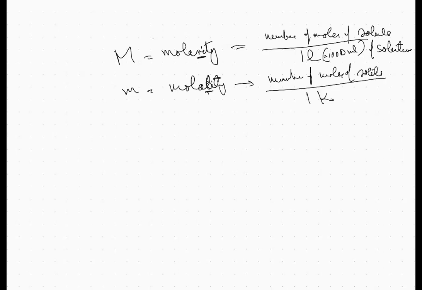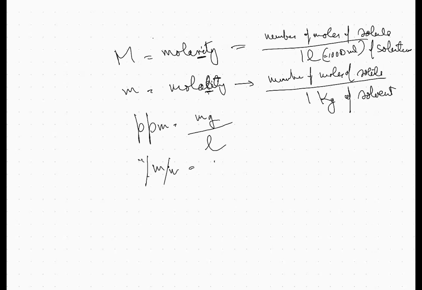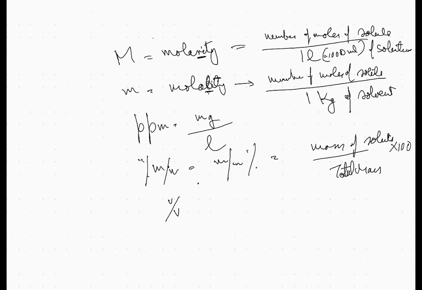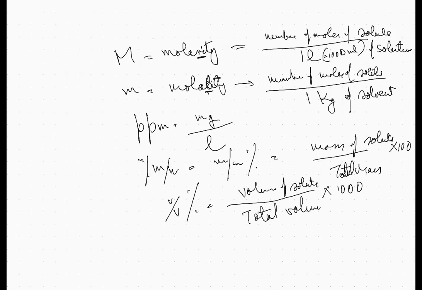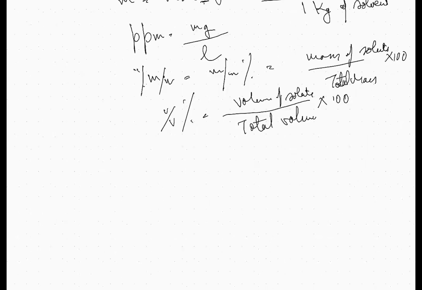Okay. Then we have things like parts per million, which is milligrams per liter. We have mass to mass percentage. That means mass, not moles or anything: mass of solute over total mass times 100. We have volume to volume percentage. That means volume of solute over total volume times 100. Then we have mass to volume, so mass to the total volume, that's it.